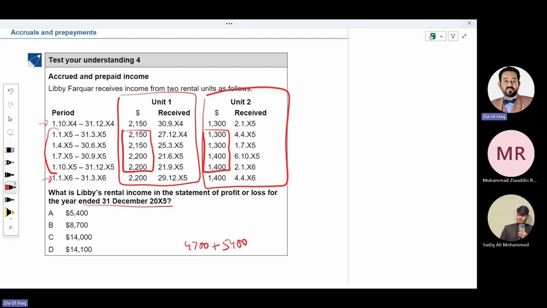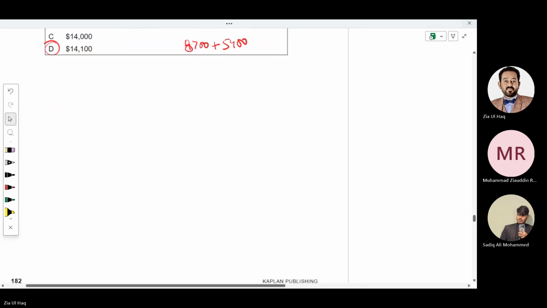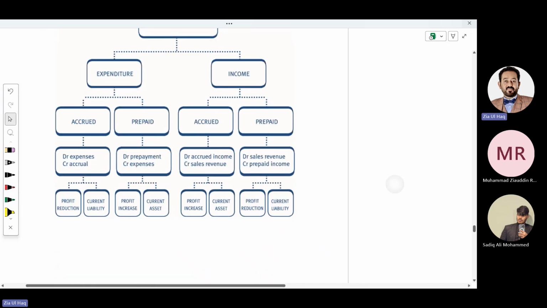Calculate please. 2150 plus 2150 plus 2200 plus 2200 is equal to 8700, sorry, 8,700. And from the other side, 1300 plus 1300 plus 1400 plus 1400, that will be 5400. So the answer is D. Simple. And this chapter is completed now.